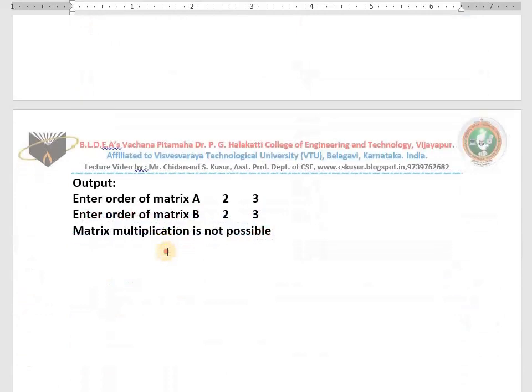Assume that I run the same program for the second time. I enter the order of matrix A as 2 by 3, and enter the order of matrix B as 2 by 3 only. No, not possible, because the column of the first matrix is not equal to the rows of the second matrix. That's why we are getting the appropriate message from the developed program as matrix multiplication is not possible.